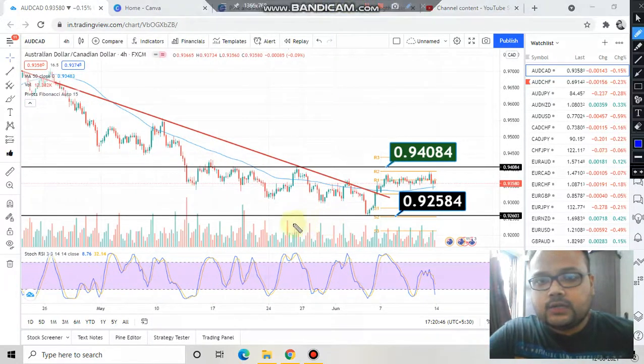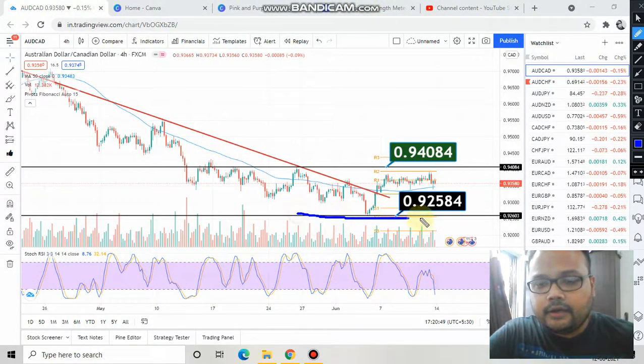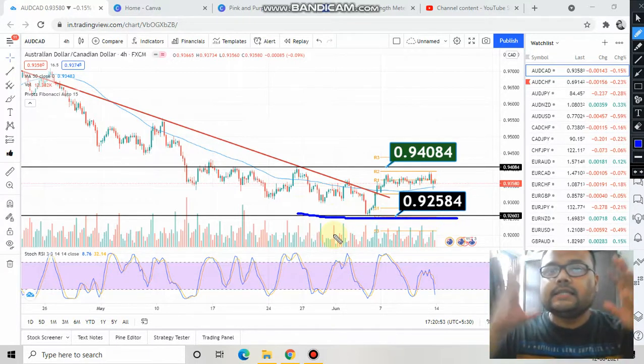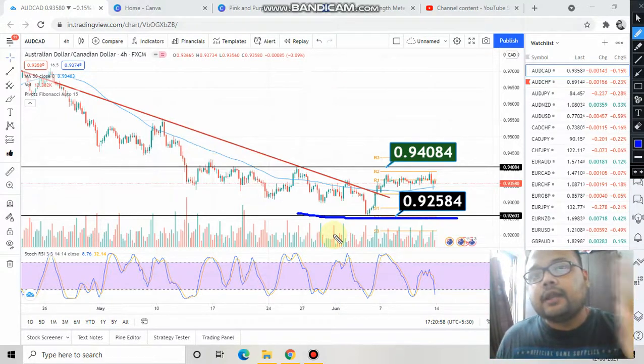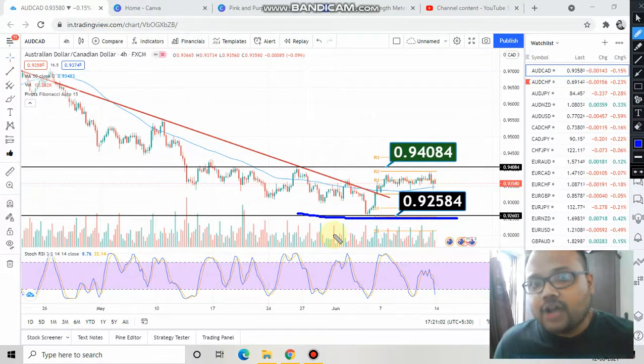So one thing is very clear to us, that this black line, or this support, is extremely important for us right now, because this is the price level that did not allow the market to go down further, because this support belongs to the weekly chart.